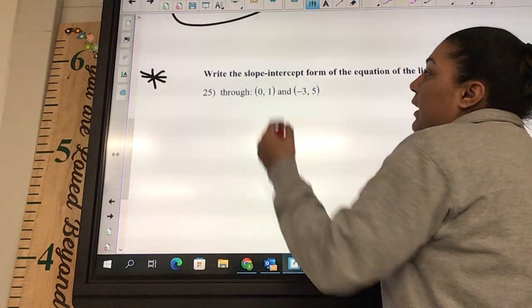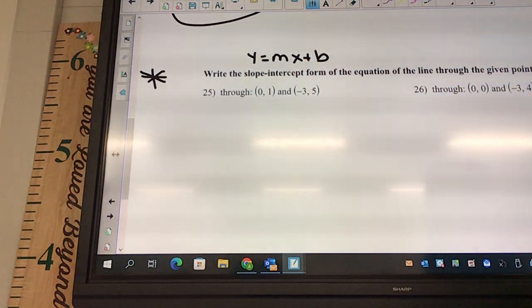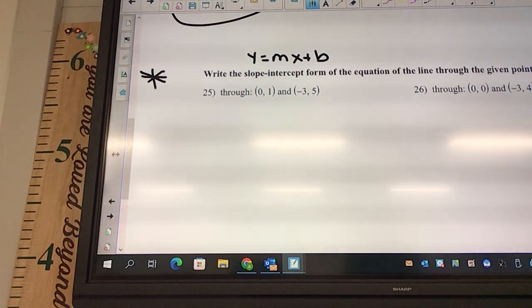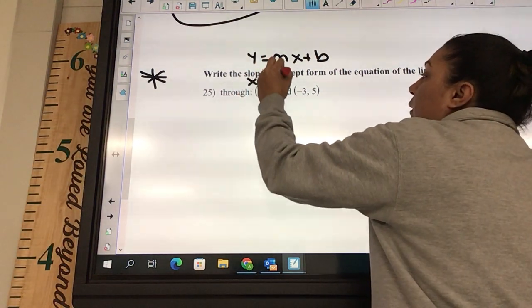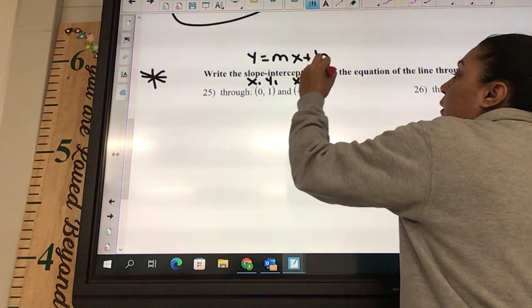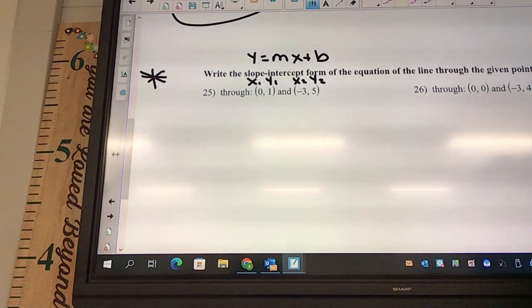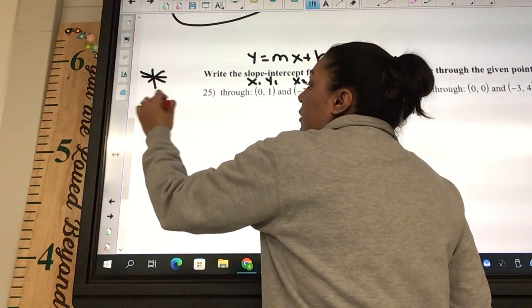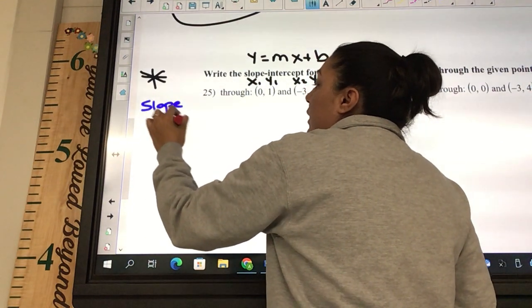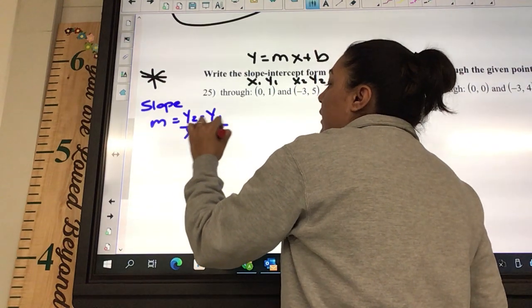Okay, so we need to get it in slope-intercept form. So this is what we need our answer to look like. Now, look at and label what you've got. Well, we've got 2 points. Okay, and so the very first formula that we are gonna have to use is the slope formula. Okay, so we use our slope formula, and that says m equals y2 minus y1 over x2 minus x1.